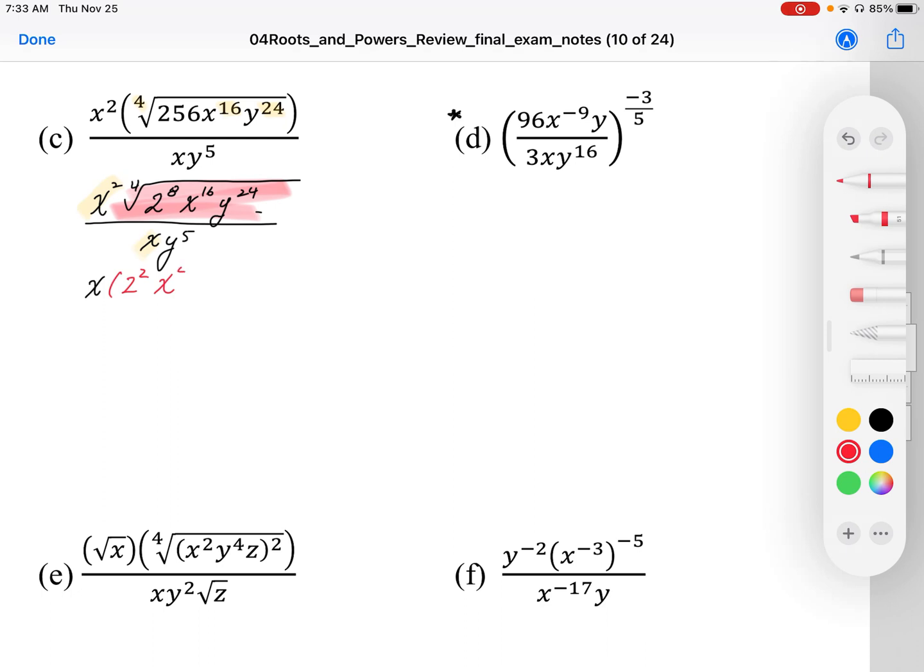The fourth root of x to the power of 16 is x to the 4. The fourth root of y to the power of 24 is y to the power 6. So we've worked out that whole radical and we've ended up with whole number exponents, which is nice. The x's have been taken care of here on the outside, so I'm not going to deal with that x. And then we have y to the power of 5 in the denominator.